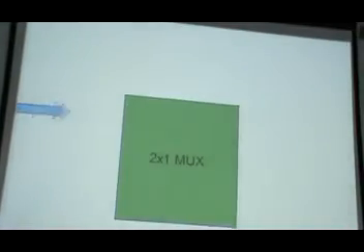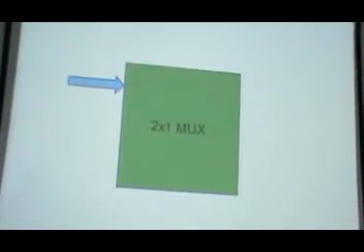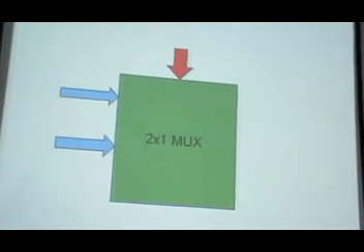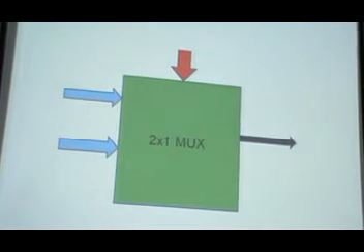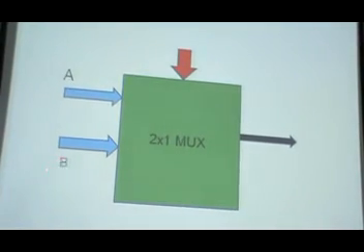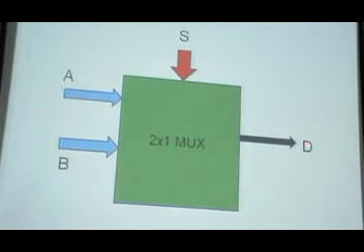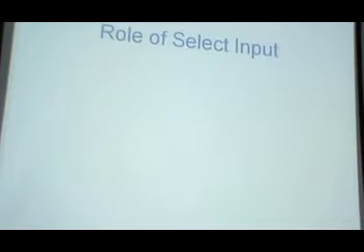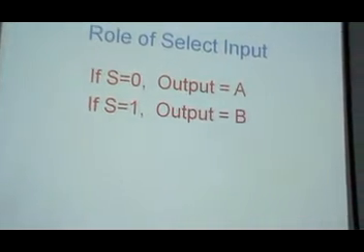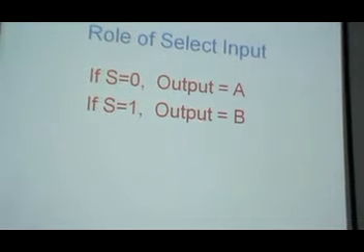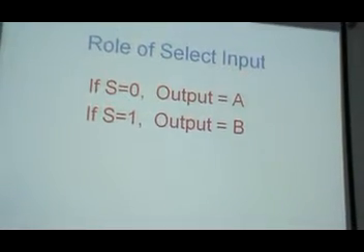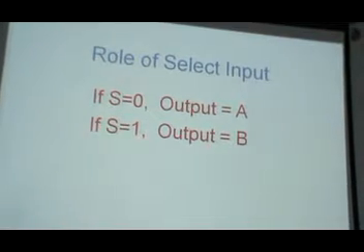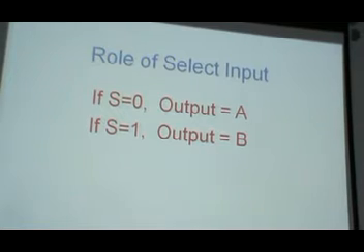This is a block diagram of a 2 to 1 multiplexer where there is one input A, a second input B, a select line, and finally one output. These are named A, B, S as the select line, and D as the data output. Next. Role of the select line. If S, that is the select line, is equal to 0, the output we get will be according to the value present on A, whereas when the select line is 1, the output will be according to the B input.